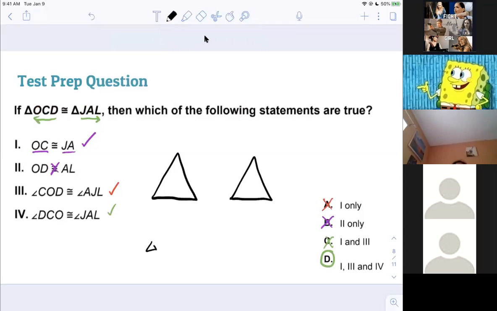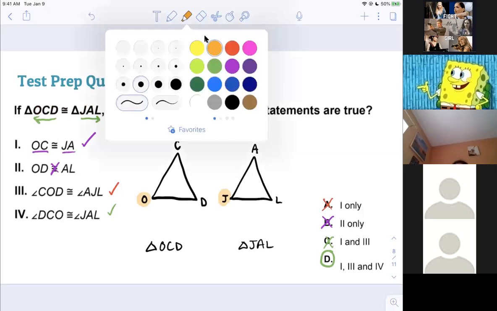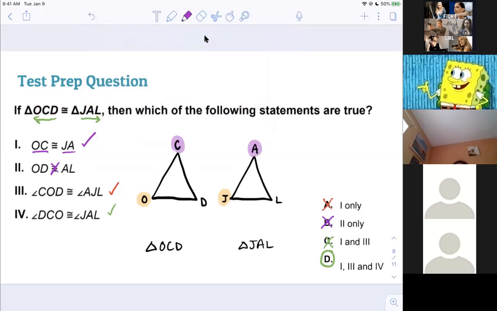So I have triangle OCD and triangle JAL. So O, C, and D. I'm going to match everything up, right? The O has to match up with the J, the C has to match up with the A, and the D has to match up with the L. Exactly. And I'm going to color code everything to make it even more clear. So O goes with J, C goes with A, and D goes with L.